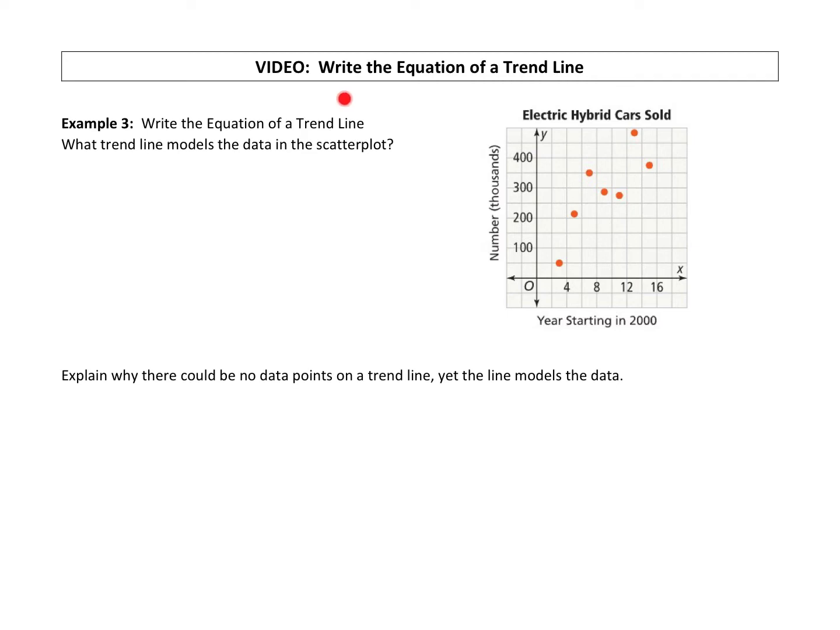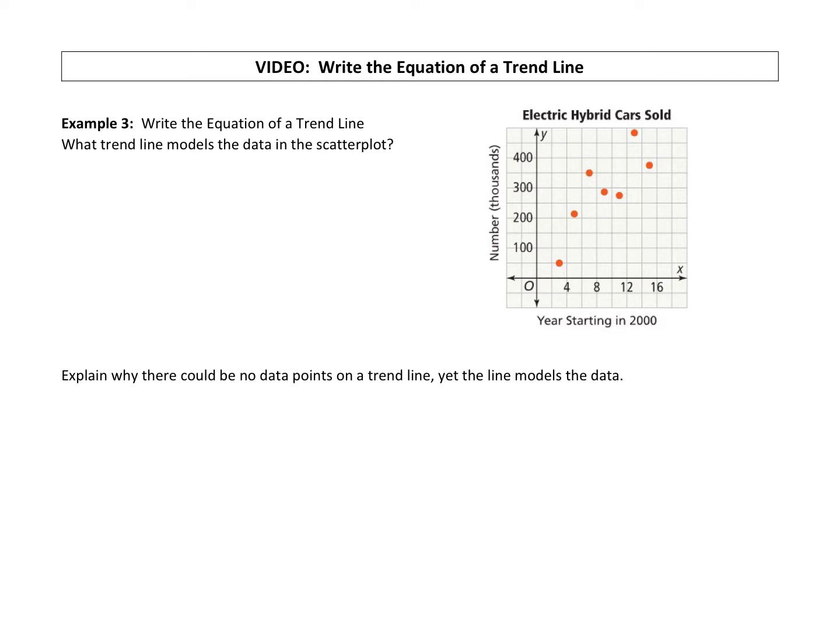Okay, so let's work on writing an equation of a trend line. In example 3, what trend line models the data in the scatter plot? So we need to come up with our own trend line. What you want to look at is drawing in a straight line through these points. I can see that the y values are increasing as our x values are increasing. So there's a positive association here.